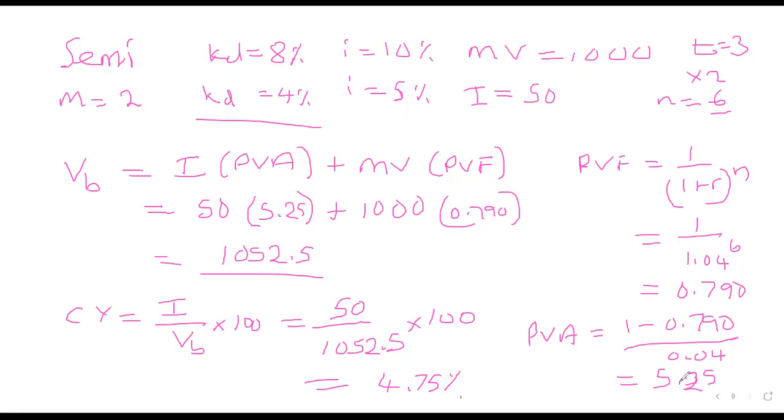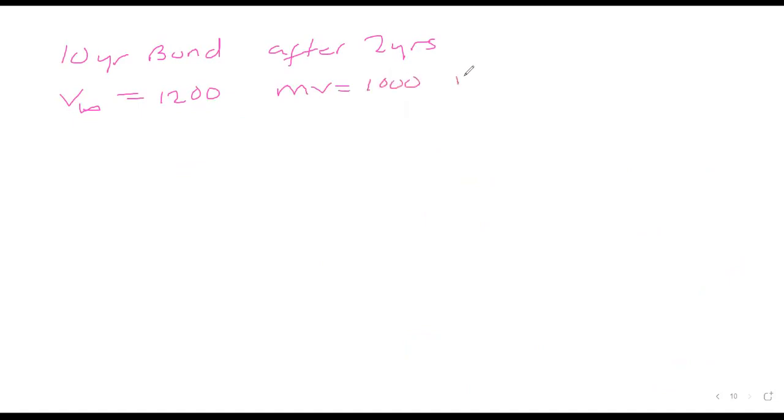So if an investor has a 10-year bond and he issues it afterward, after 2 years, and is selling the bond for 1,200, where the maturity value is still 1,000, and the coupon interest rate is still 10%. You're asked to calculate what is called the yield to maturity.